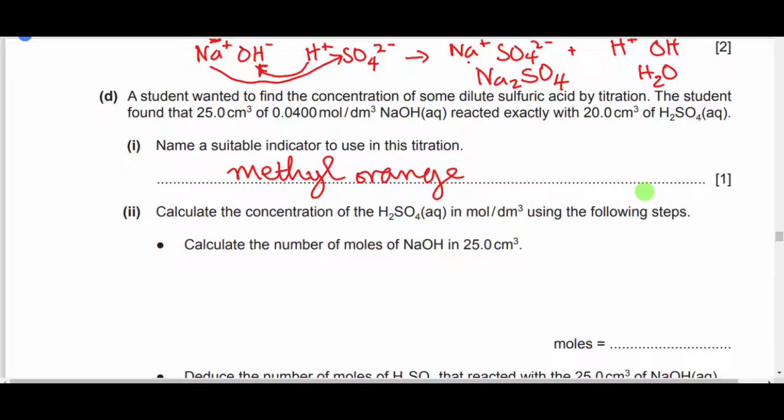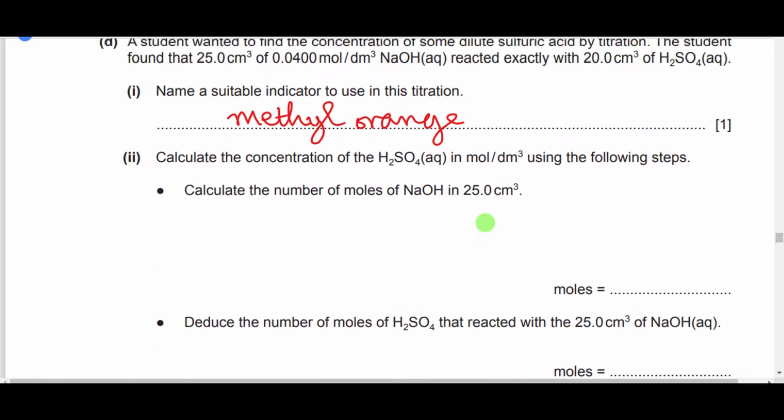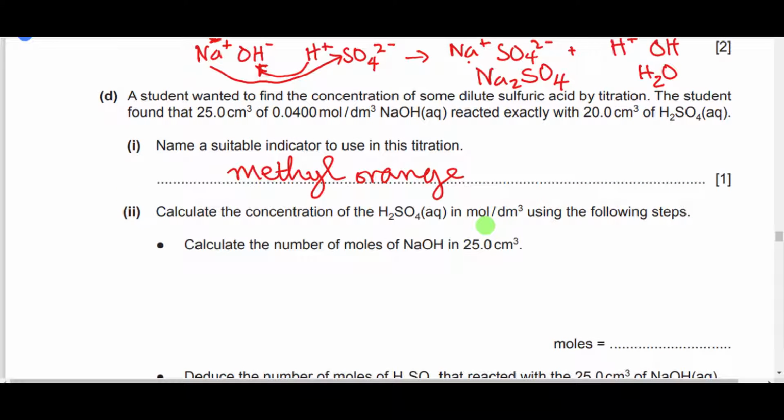Now calculate the concentration of aqueous H2SO4 in moles per dm³ using the following steps first. So what are the steps? First, we have to calculate the number of moles of sodium hydroxide. Now what are we given in this question? We are given the volume of the base, which is 25 cm³. Then we are given the concentration of the base, which is 0.04 moles per dm³, that's 0.04 molar, right? Then we're also given the volume of the acid, which is 20 cm³.